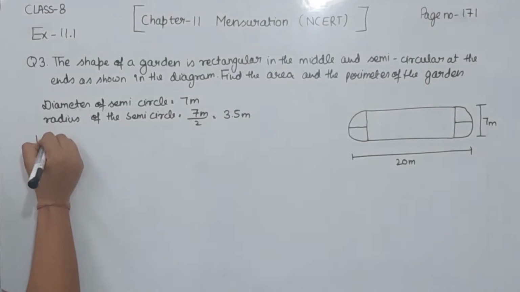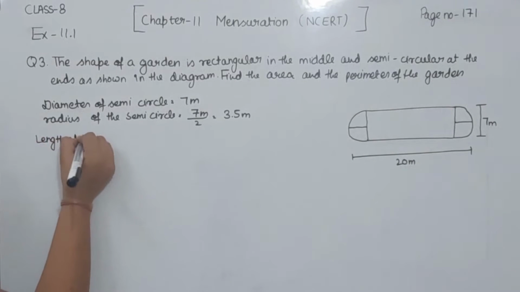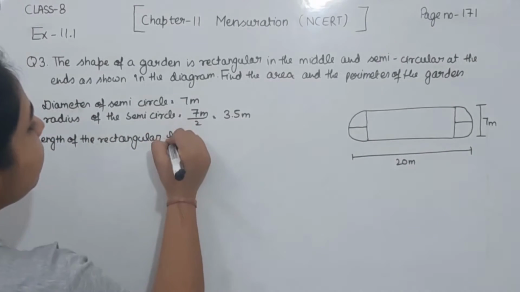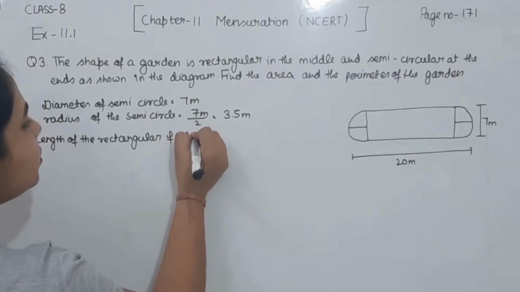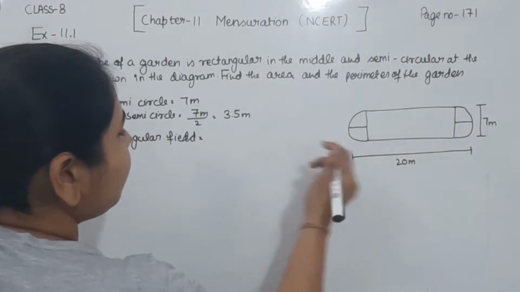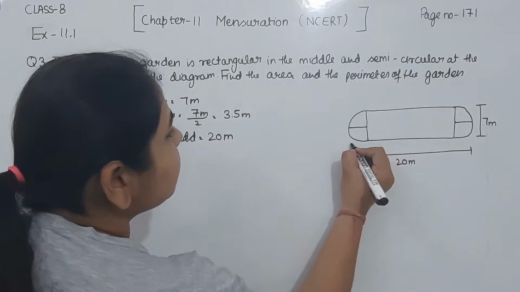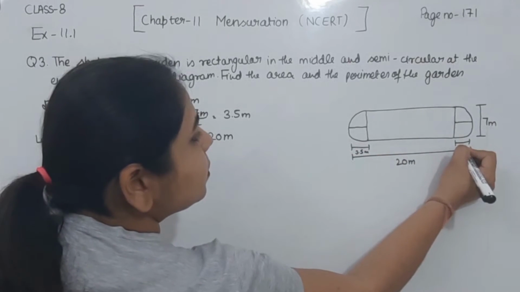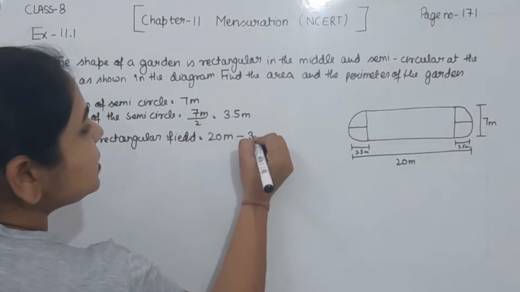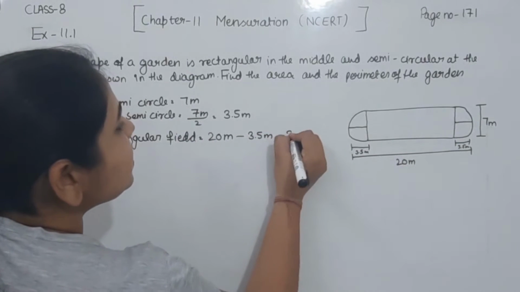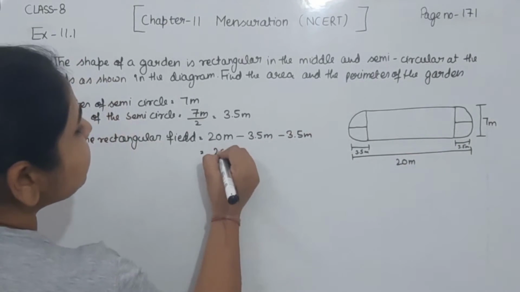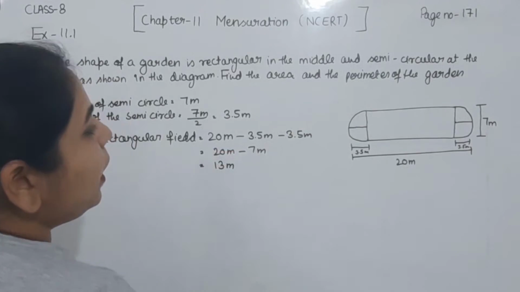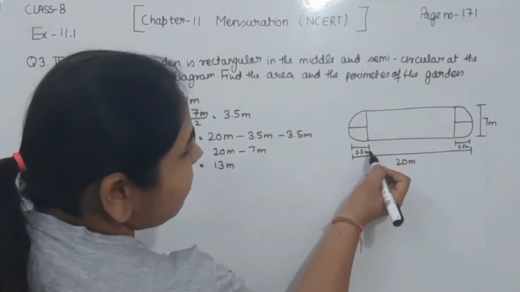Now we have to find the length of the rectangular field. So the length from here to here is 20 meter, and the radius from here to here is 3.5 meter. So 20 meter minus 3.5 meter from this side and minus 3.5 meter from this side. So this is 20 meter minus 7 meter, which is equal to 13 meter. Now from here to here, this one is 7 meter.